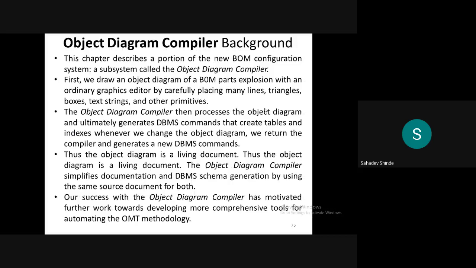This chapter describes a portion of the new bill of material configuration system, a subsystem called the object diagram compiler.